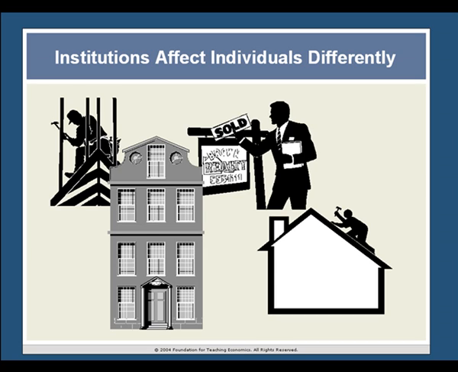This doesn't mean that institutions affect all people equally. They're rarely neutral in their impact. Tax laws that reward home ownership, for example, affect landlords differently than home builders, and home builders differently than real estate agents.